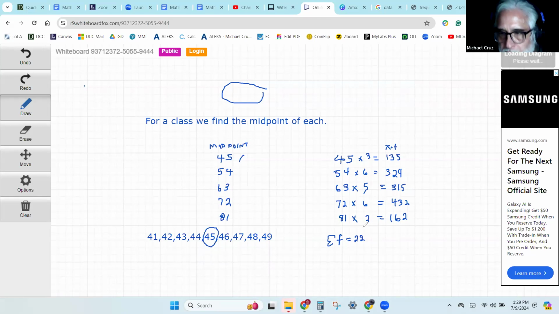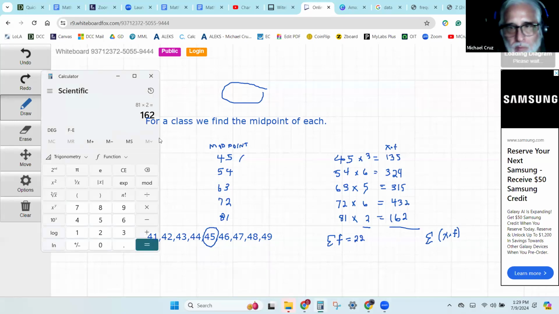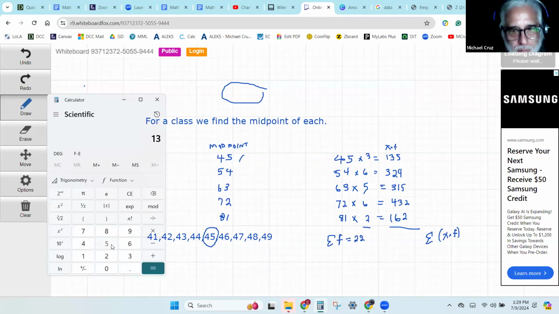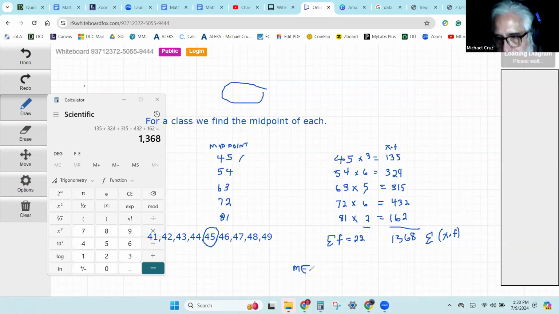So the sum of the frequencies, which is these right here, is 22. This one would be the sum of the X times the F's. And that's going to be our numerator. So that's 1368. So then the X bar, well, let's try to just say mean. We don't need to distinguish between the two here. It's just the mean, same calculation.